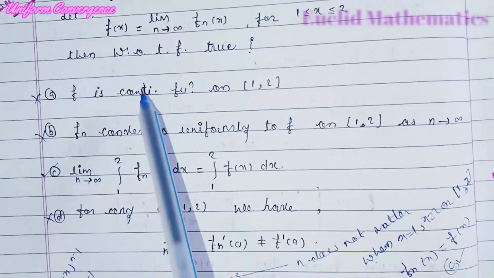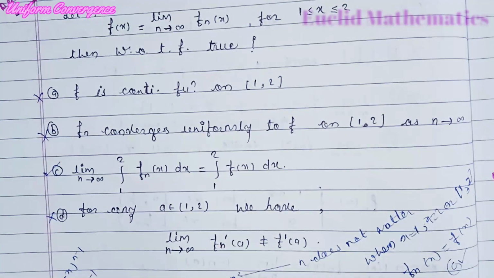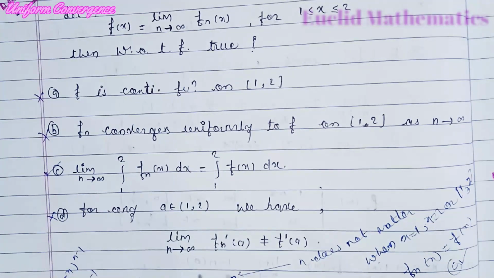Our first task is to check whether the function is continuous or not. If the function is continuous then we proceed further. If it is not continuous then these properties are going to be wrong. Now let's go for the solution of our example.